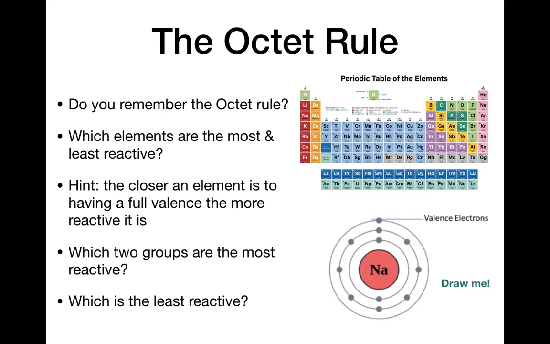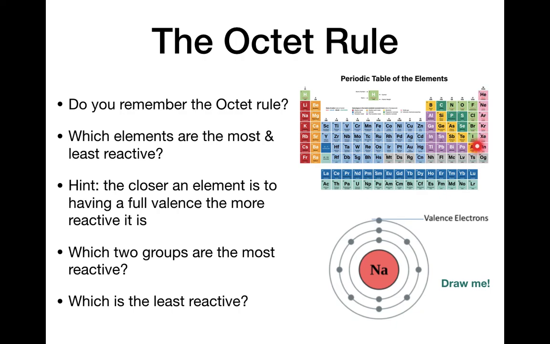Well, the noble gases here have a full octet, so they're the least reactive. They're not going to react. That's why the name noble gases. They're very kind of beyond the others. They don't need to react. They've got what they need for electrons. So that means the closer they are to the noble gases, the more reactive elements are going to be.